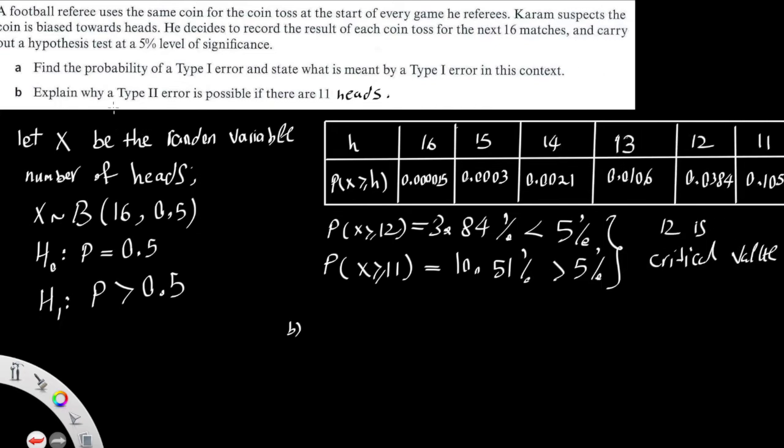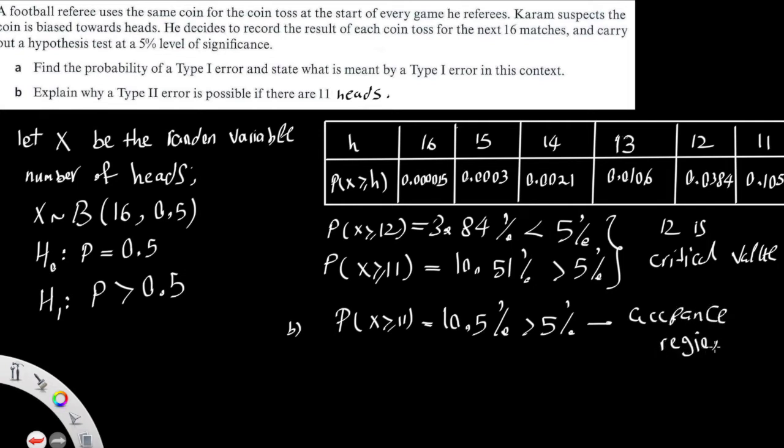Part B says, explain why a type 2 error is possible if there are 11 heads. We learned that if you have 11 or more heads, the probability is 10.5%, which is more than the 5% level of significance. It means that it is in the acceptance region. So H0 will be accepted. Now H0 is accepted. If H0 is accepted and it is false, then a type 2 error will occur.